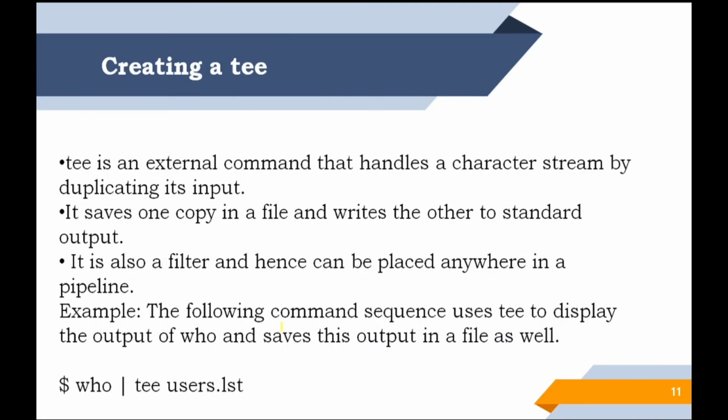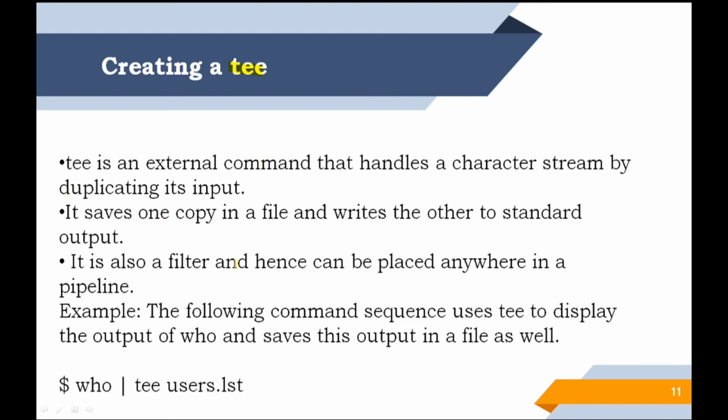Next is the tee command. tee is an external command that will handle the character stream by duplicating its input. It saves one copy in a file and writes the other to the standard output. Normally, whenever we redirect our output to some file, that output is directly copied to that destination. But if you want to save that output intermediately, that will be done by using the tee command. Here it is going to create one copy of that output in some file, and the same thing will be redirected to the next command.